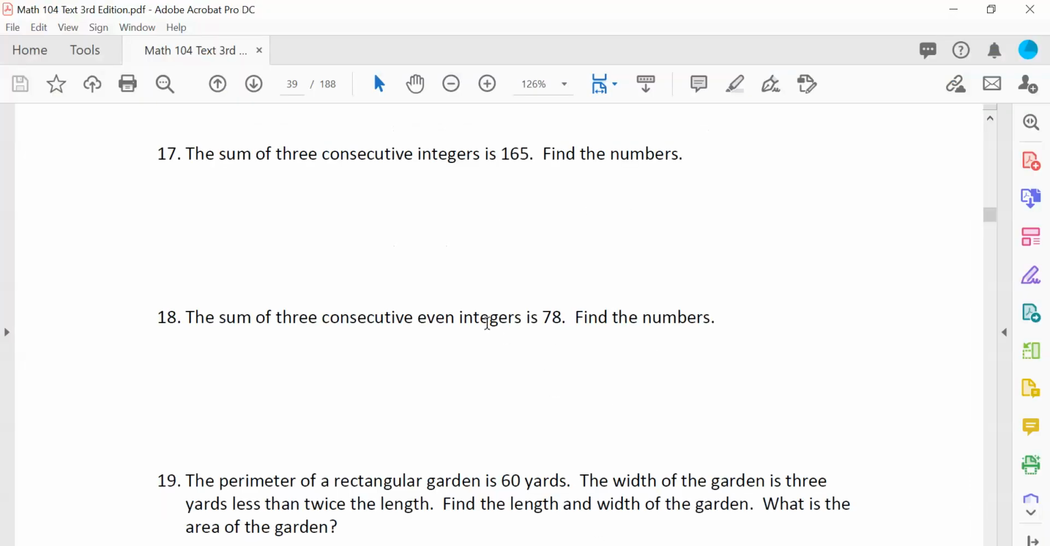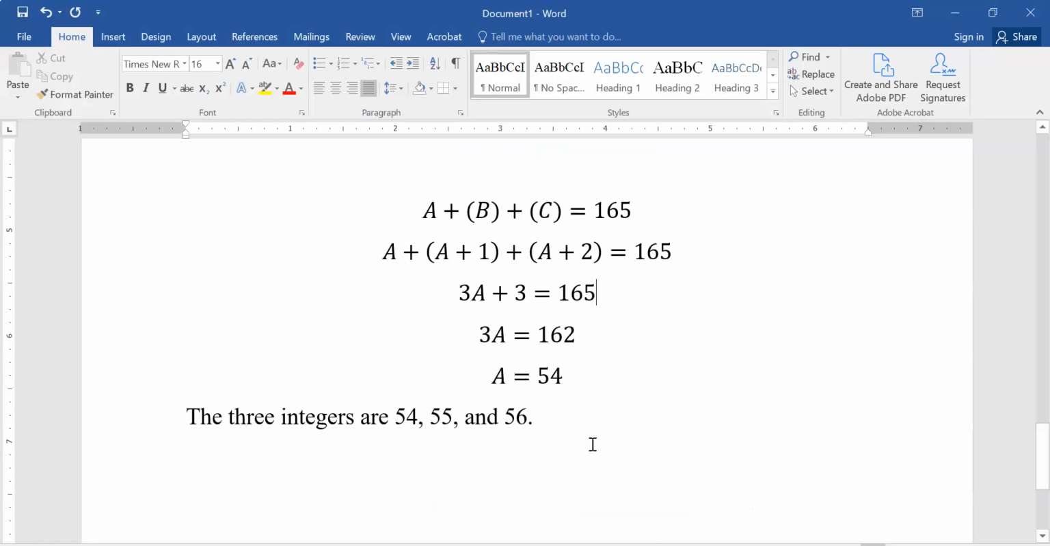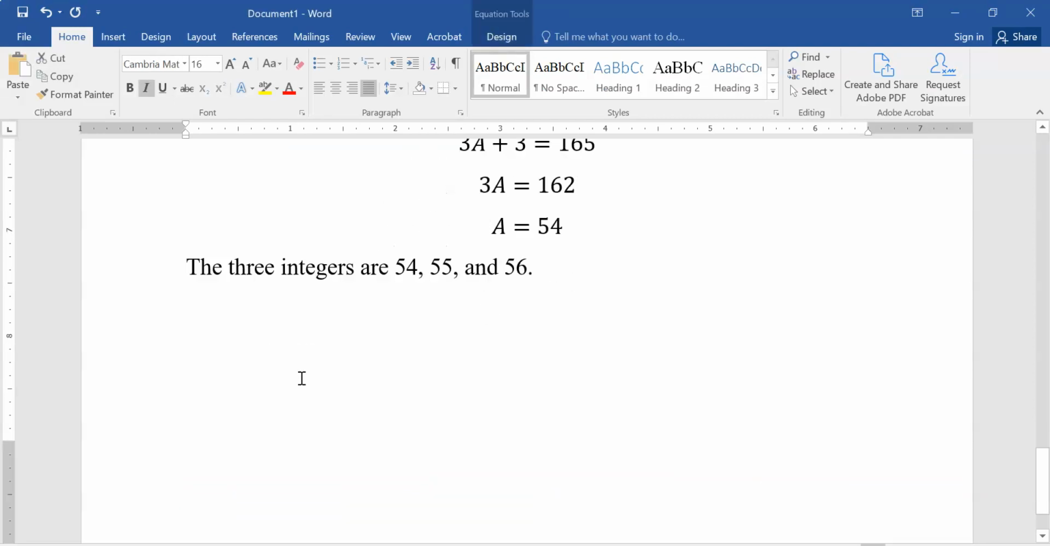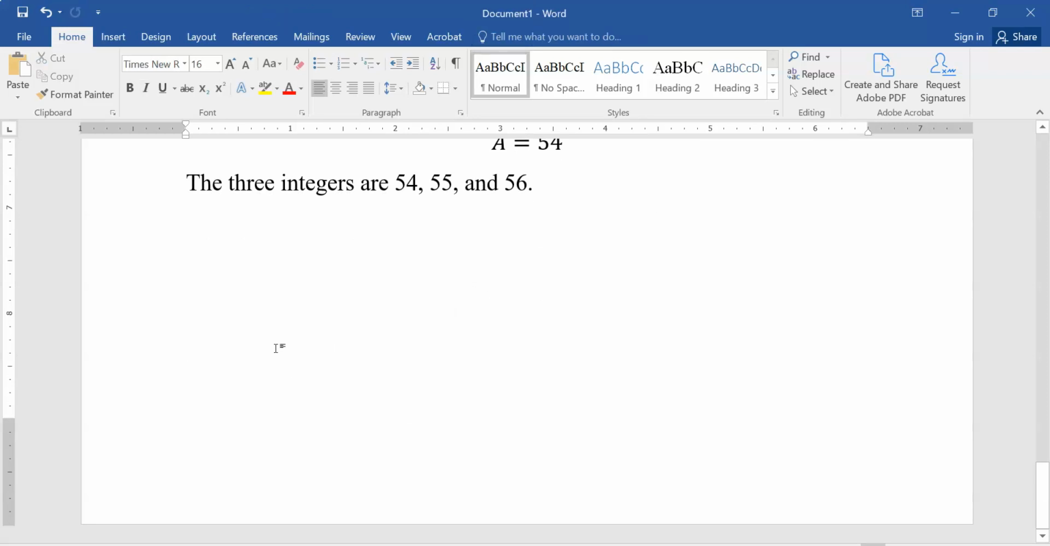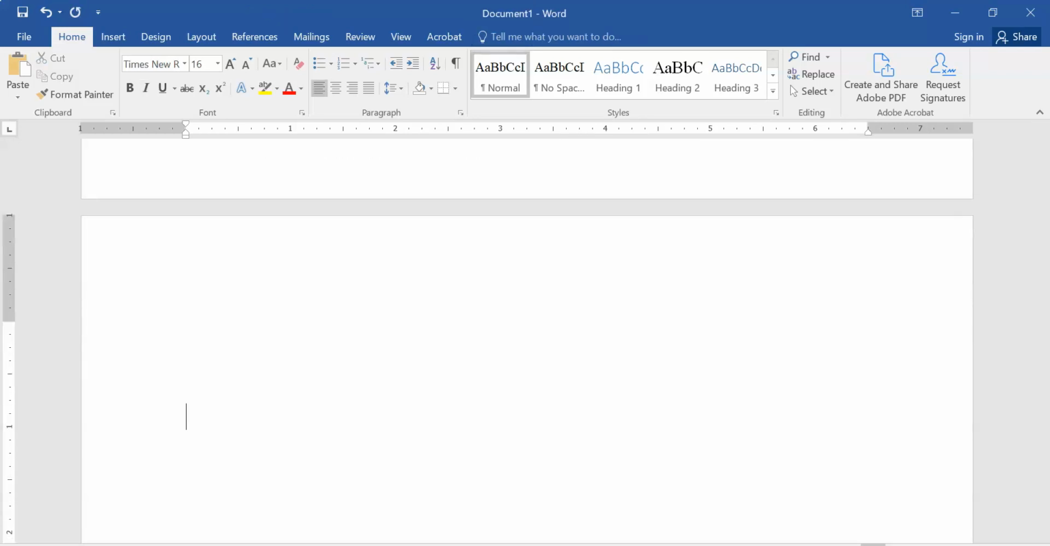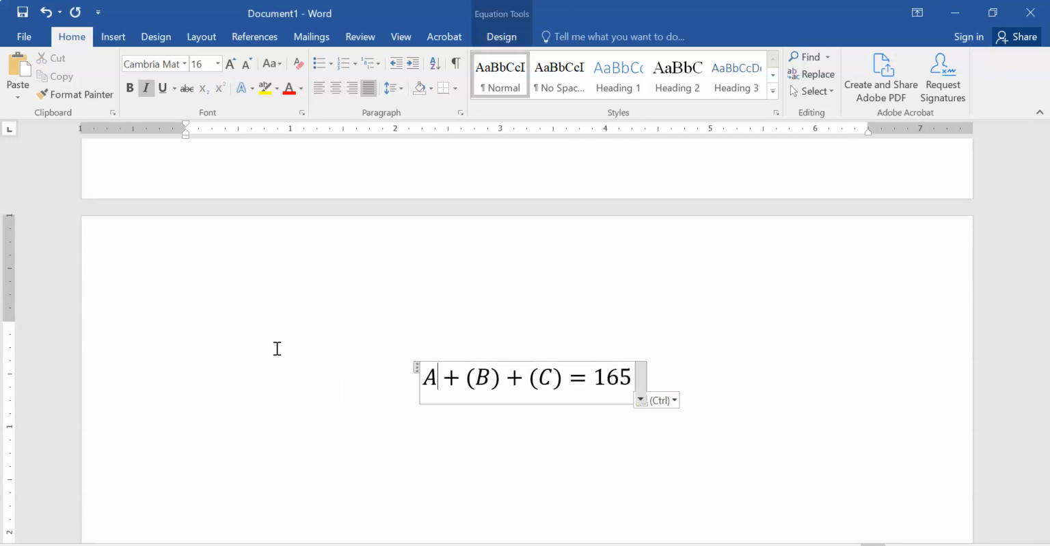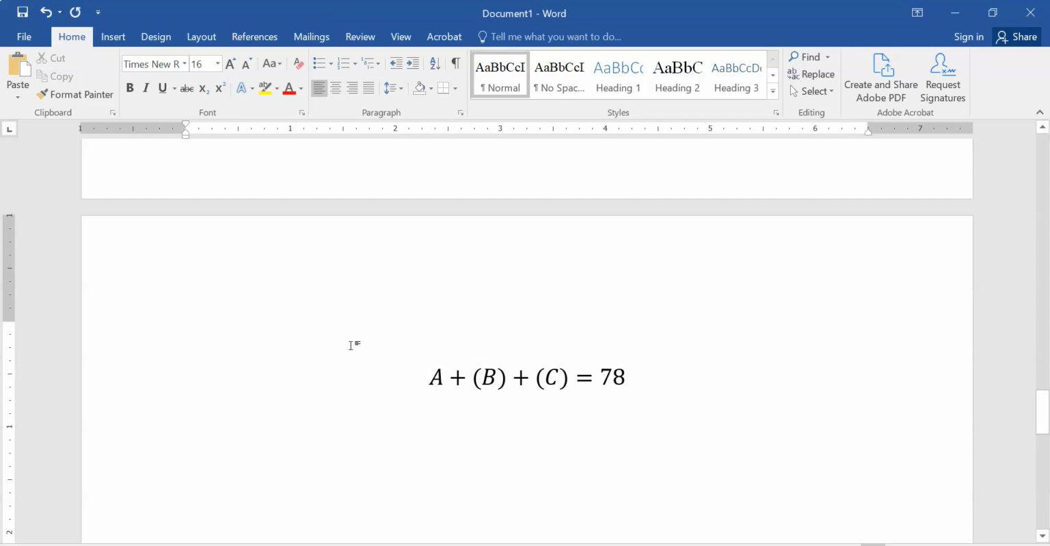Now, the last problem that I'm going to do on this video is number 18. The sum of three consecutive even integers is 78. Now, this is going to be very similar to this problem here, except now we have consecutive even integers. So we're going to take a plus b plus c is equal to 78, but I want consecutive even integers.